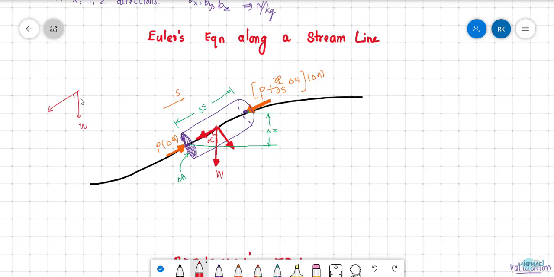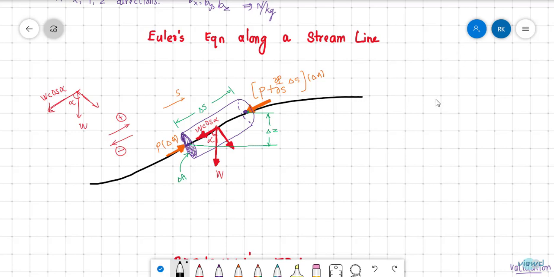So this is W, this is alpha, and this is another one perpendicular to this line. So what will be the weight along the streamline? That will be W cos alpha. So this will be W cos alpha. I am considering this direction as positive and this direction as negative. So balancing these forces, what do we get?